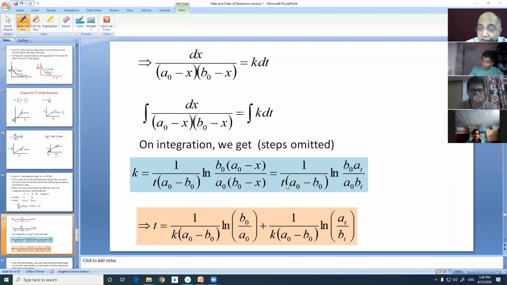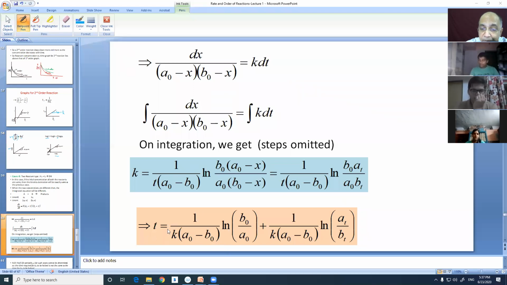So if you take t to the other side, because these graphs will be prepared from this, and split the ln, then t is equal to 1 by k(A0 minus B0) ln B0 by A0, this is a constant term being segregated, plus again 1 by k(A0 minus B0) ln At by Bt, this is variable and this is constant.